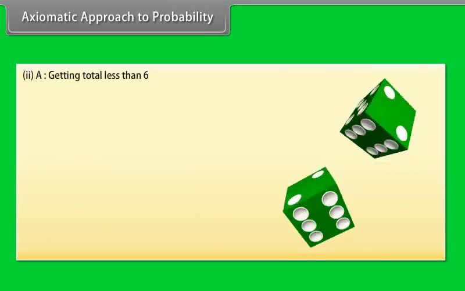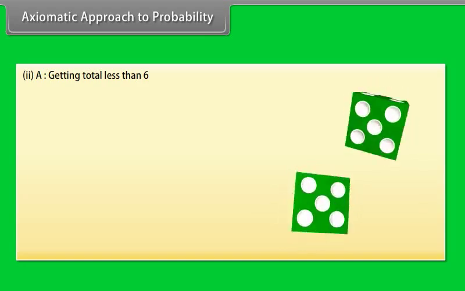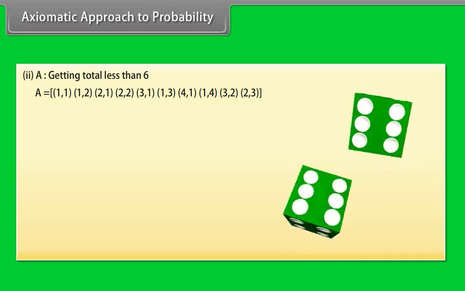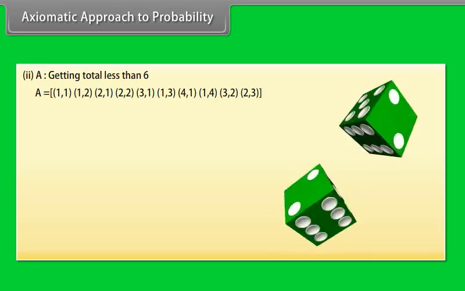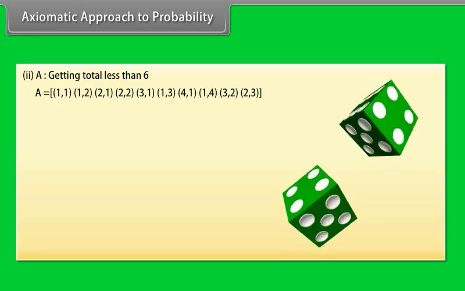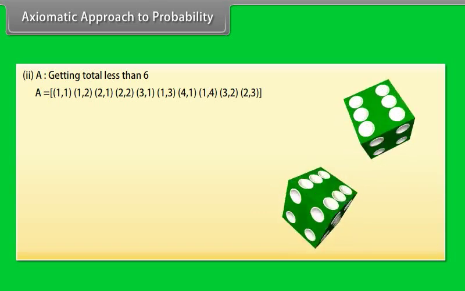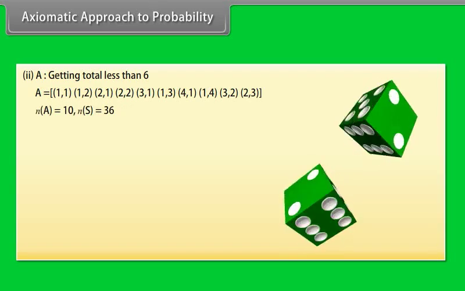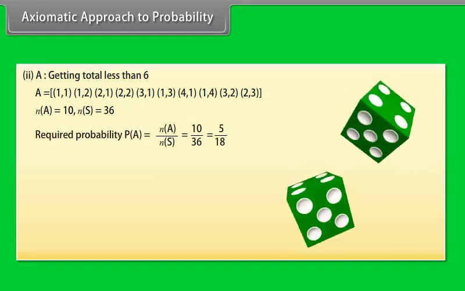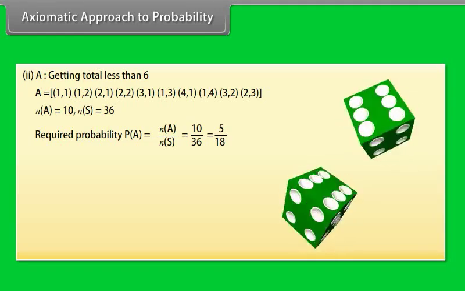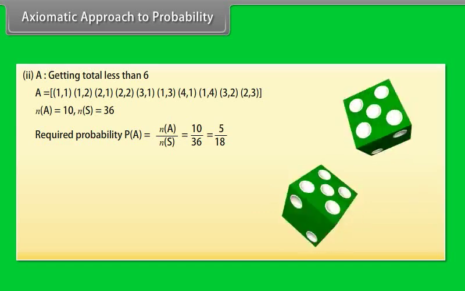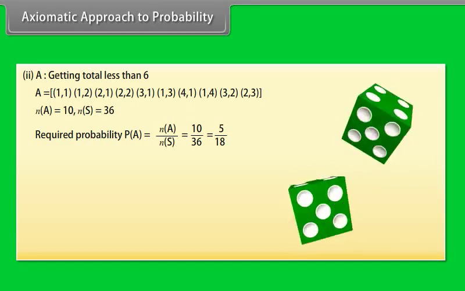2. A: getting total less than 6. A is equal to {(1,1), (1,2), (2,1), (2,2), (3,1), (1,3), (4,1), (1,4), (3,2), (2,3)}. n(A) is equal to 10. n(S) is equal to 36. Required probability P(A) is equal to n(A) by n(S) is equal to 10 by 36 is equal to 5 by 18.